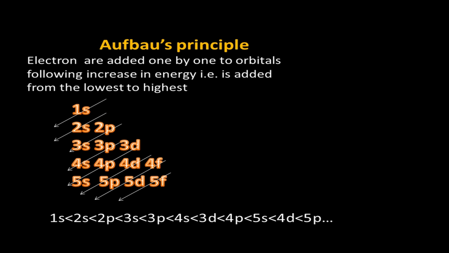This is the order of subshell energy: 1s, 2s, 2p, 3s, 3p, 4s, 3d, 4p, 5s, 4d, 5p, and on.